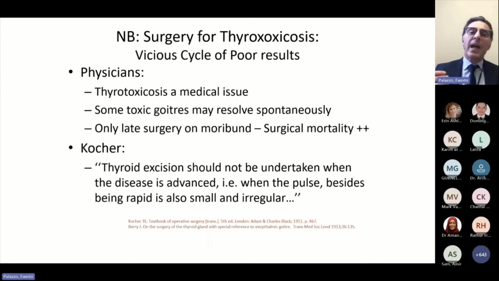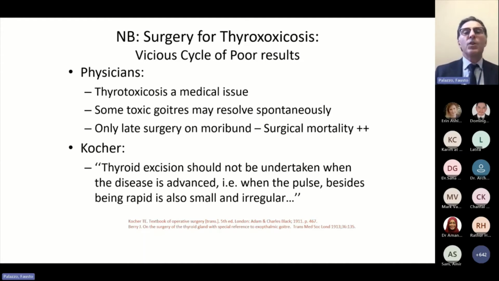So the only patients that were ever referred by the physician for surgery were when they were completely out of control. In other words, they were moribund, and therefore the patients went on to have surgery and the outcomes were appalling. And this started a vicious circle because, of course, the outcomes were so bad that the physician said, well, we're not going to send the patient for surgery because they all die. And Kocher, who was hugely influential at that time, stated that you should never operate on a thyrotoxic patient, in other words, when the pulse was fast and irregular. Of course, what else were you supposed to do?